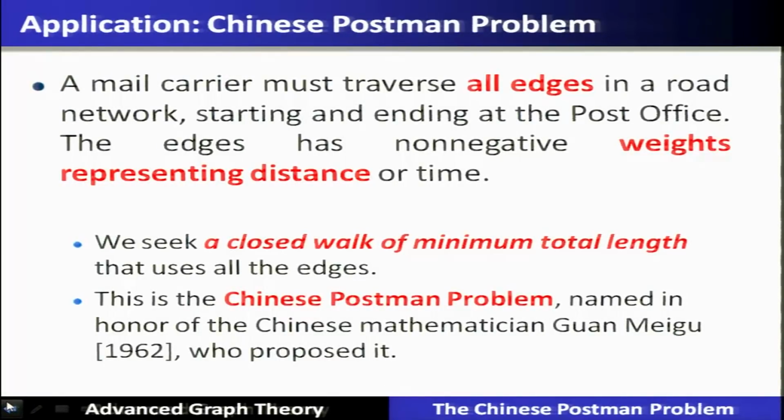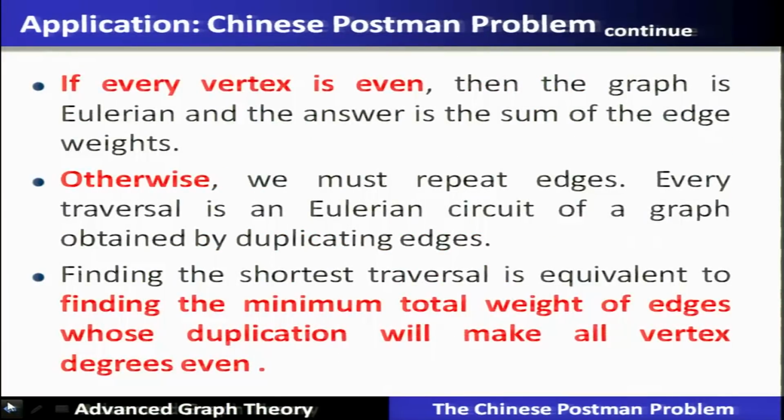The Chinese Postman problem is named in honor of the Chinese mathematician Guan Meigu, who proposed it in 1962. We are going to cover an application of the Chinese Postman problem in this part of the lecture. Now, if every vertex is even, then the graph is Eulerian, and the answer to the Chinese Postman problem is the sum of the edge weights in the graph.